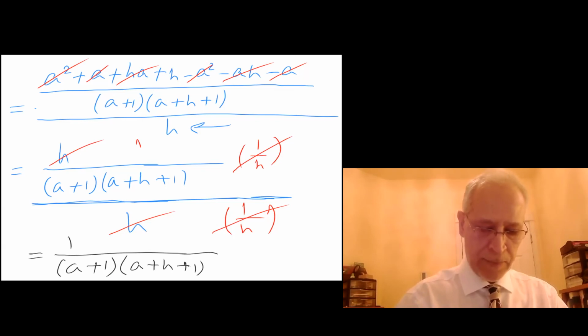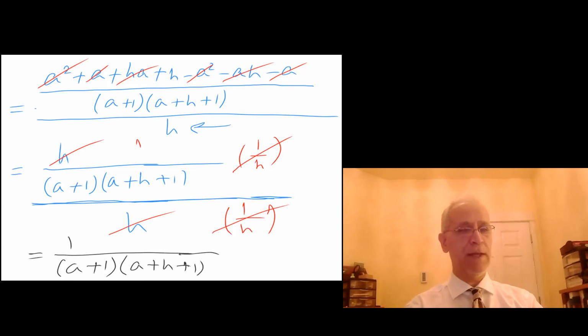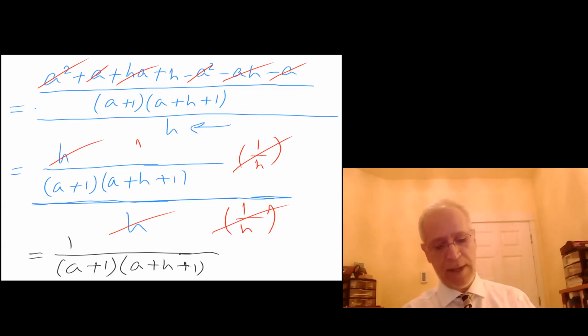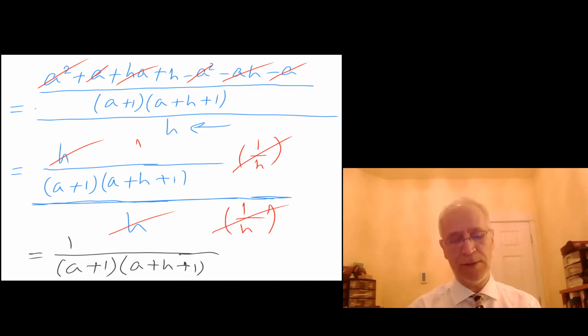Okay, so the difference quotient for f of x equals x over x plus 1 is 1 over a plus 1 times a plus h plus 1.